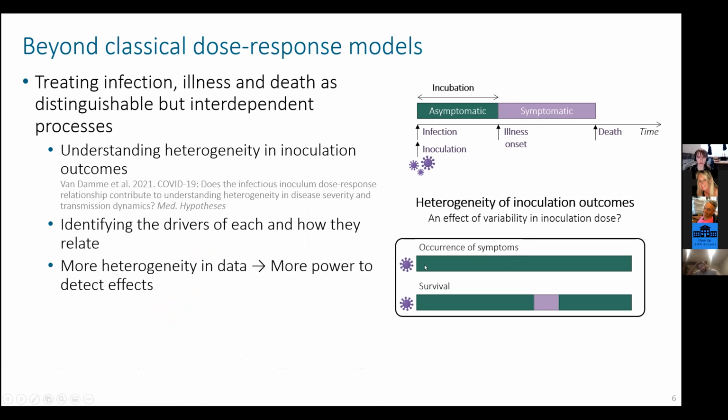But some people will be infected and never show any symptoms. Some people will get infected, show symptoms and recover. And if we consider all this heterogeneity in the inoculation outcomes, that can help us first understand where this heterogeneity is coming from. Notably, is it coming from the dose they received? It can also help us methodologically speaking, because we then have a wider diversity of outcomes to consider in our analysis, which gives us more power to detect some effects.